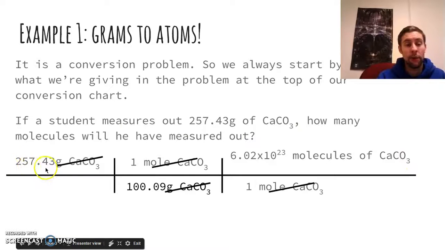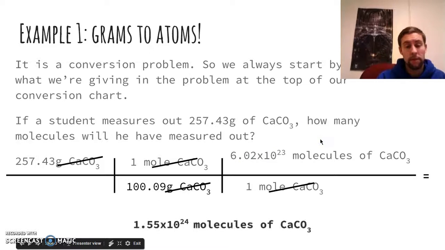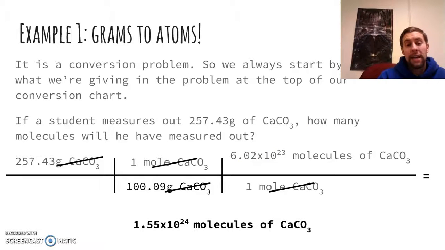Take 257.43 divided by 100.09 and multiply by Avogadro's number, 6.02 times 10 to the 23rd, and we get 1.55 times 10 to the 24th molecules of calcium carbonate. It's a lot of molecules, but that's what we get.